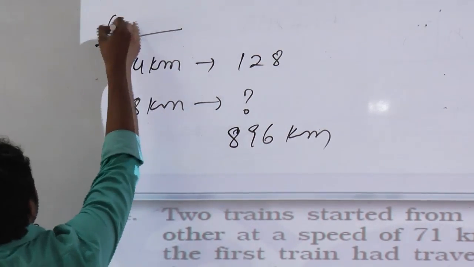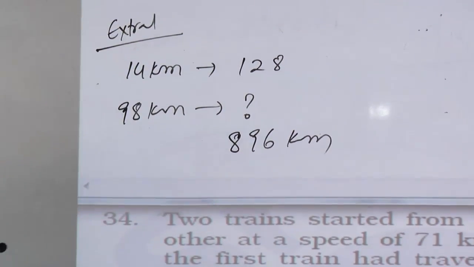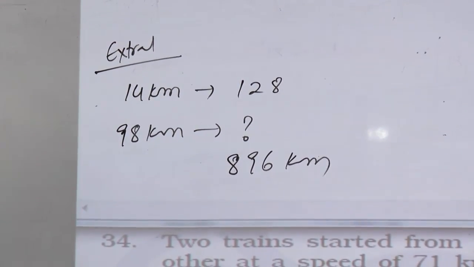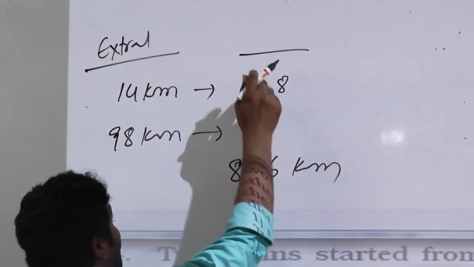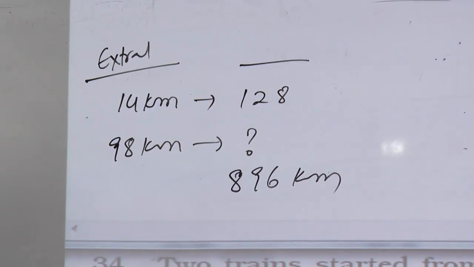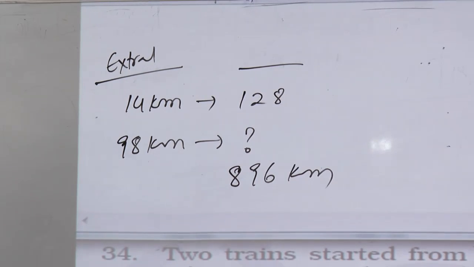First one is extra distance travelled by the first train, and the second one is total distance travelled by both the trains in that particular time.